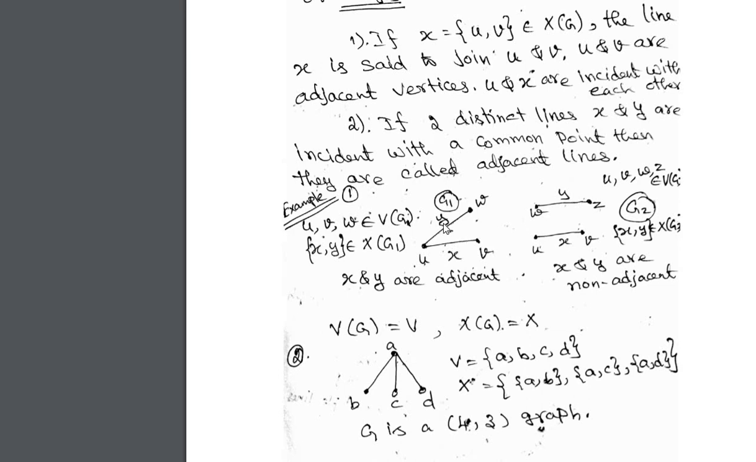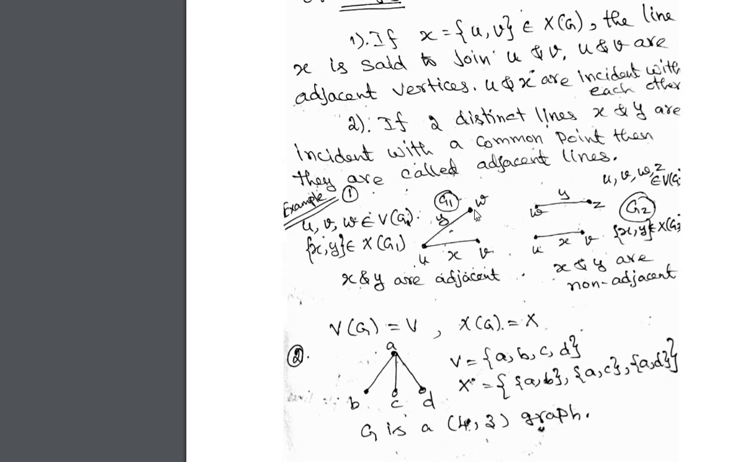So here we are having that these two lines X and Y are incident on a common point U. So we can call that X and Y are adjacent lines, right? Adjacent meaning nearby. Here they have the common element. X and Y are incident on a common point. So X and Y are adjacent here, and here also U and V are adjacent because they are joined by a line X, and U and W are also adjacent vertices because Y joins the vertices U and W.